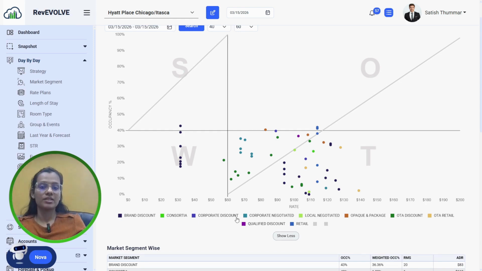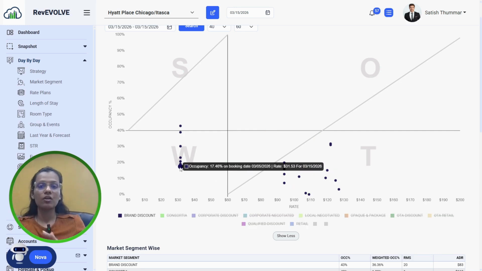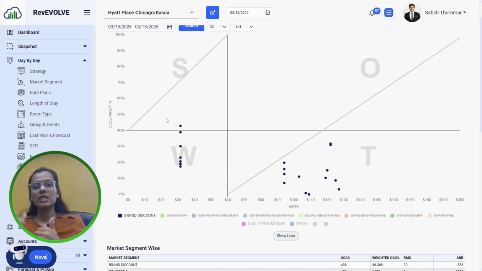Brand discount, corporate negotiated, local negotiated, OTA retail, and many more. We can see the brand discount over here. This, I think, is OTAs. This one is corporate negotiated. Likewise, if we want to see only the brand discount scatter plot, we can click on the data point related to brand discount, and we can see how the occupancy is increasing for today's stay date.